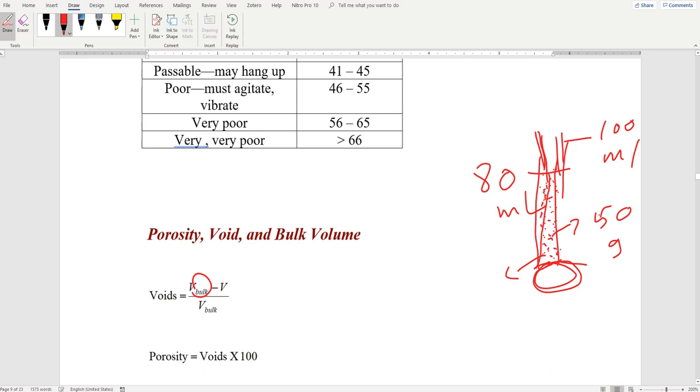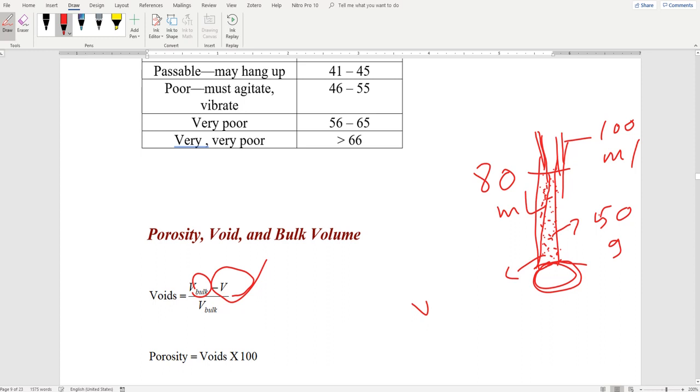Now the volume of the particles without any space, of course this cannot be achieved, making the particles without any space even if we compress them. The volume of particles without any space at all is referred to as V. So when you calculate the V bulk, which is the total volume minus the volume of the particles, of course the volume of the particles will be less than the total volume, because the total volume is the volume of the particles plus the volume of the spaces.